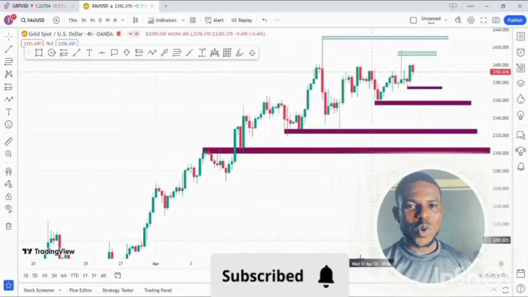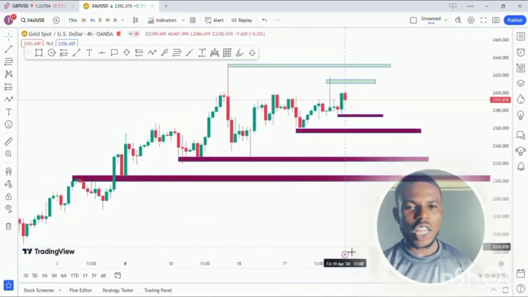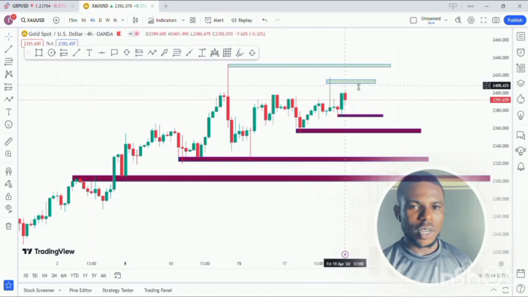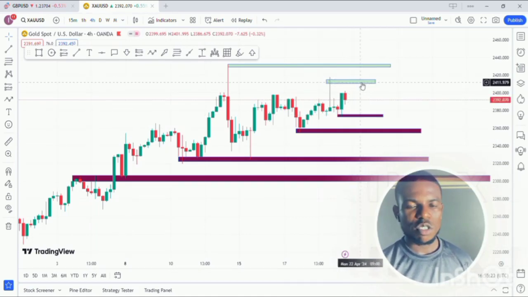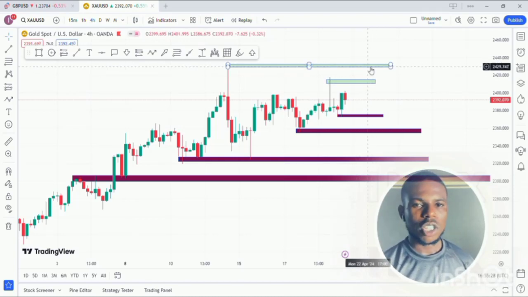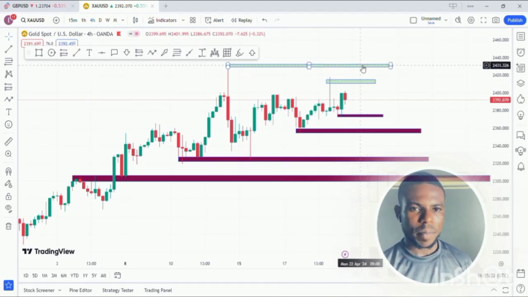So in today's video, we'll be dissecting the price action for XAUSD and GBPUSD, identifying key and potential levels on the charts, and discussing potential strategies for the week ahead.